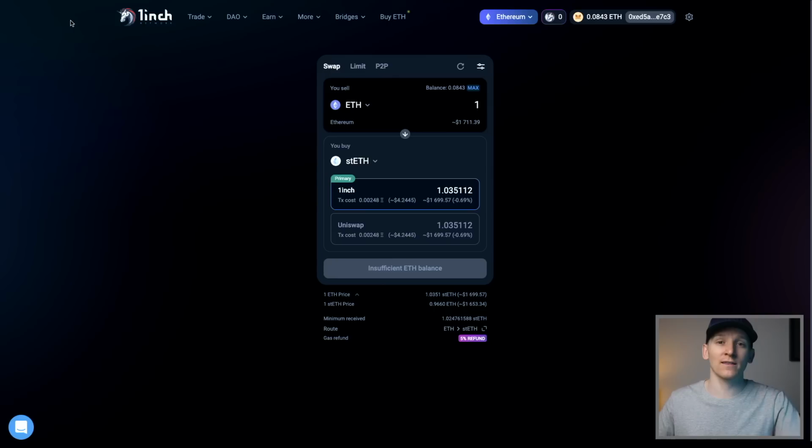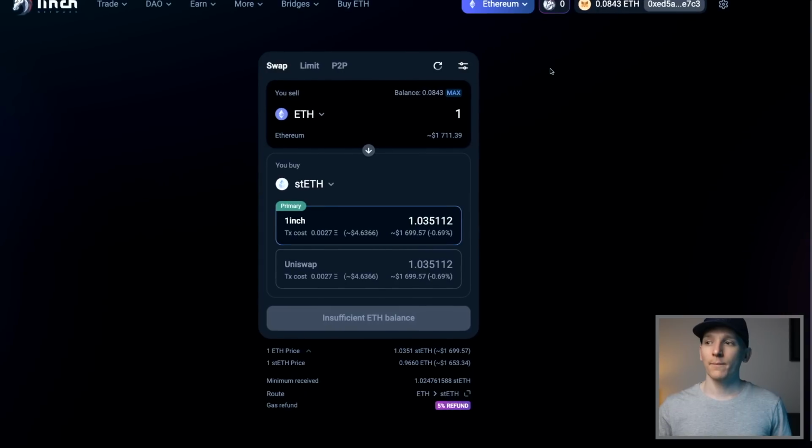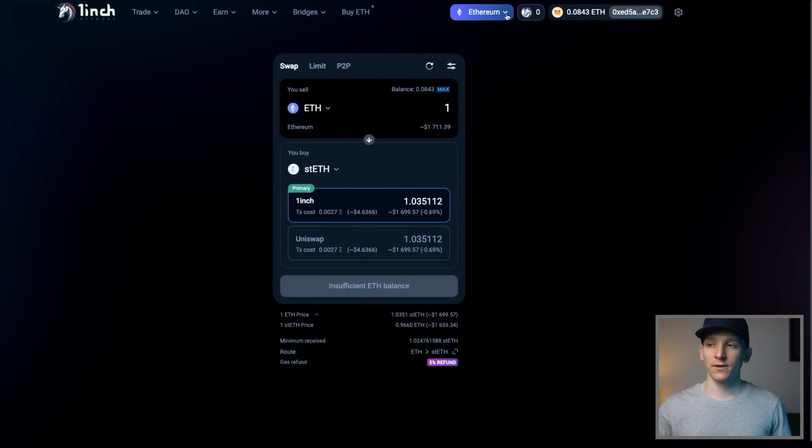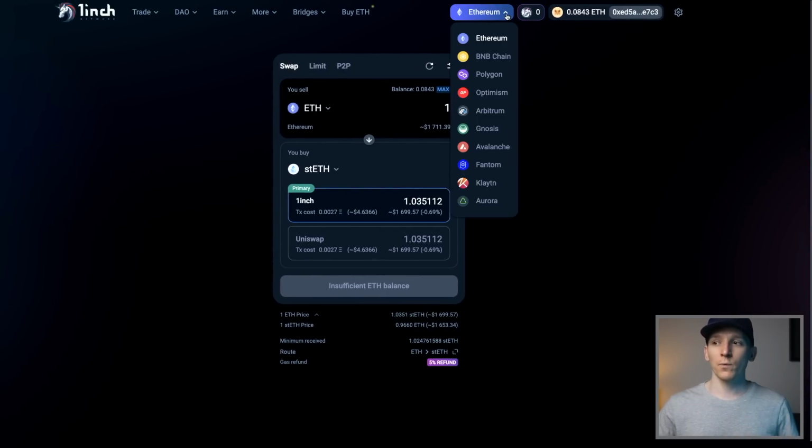Now, you can buy this on a decentralized exchange on Ethereum, or you can actually use some centralized exchanges which just have staked ETH. Staked ETH is the most popular, but if you want to use a decentralized exchange, you can use Uniswap, or you can use 1inch, which is an exchange aggregator, so it gets the best prices for you. So if you have some ETH in your wallet, you can go ahead and exchange this on the Ethereum network.